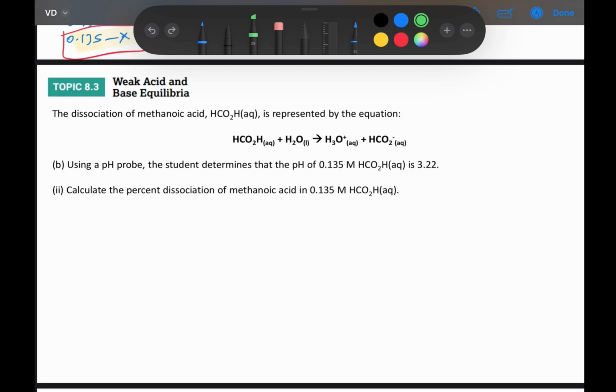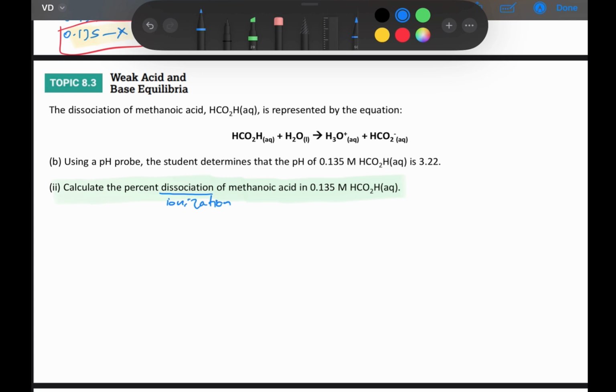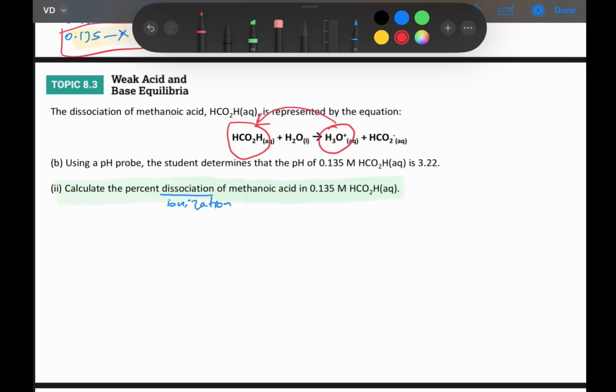Part B II says, calculate the percent dissociation of methanoic acid in this one here. Guys, just keep in mind, dissociation is the same as ionization. So don't panic, they have the same concept and the same meaning. Since we're dealing with an acid, the ionization percentage is equal to the concentration of hydronium ion over the initial concentration of methanoic acid, HCO2H, multiplied by 100.